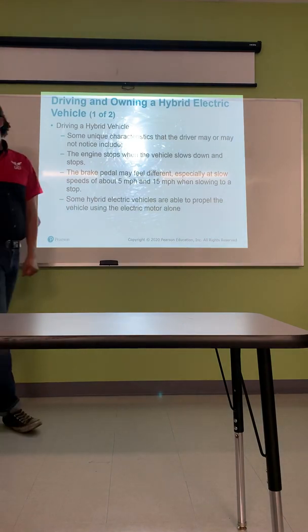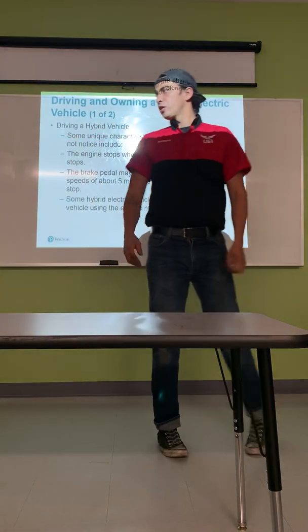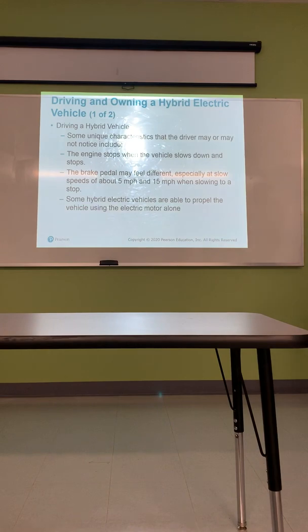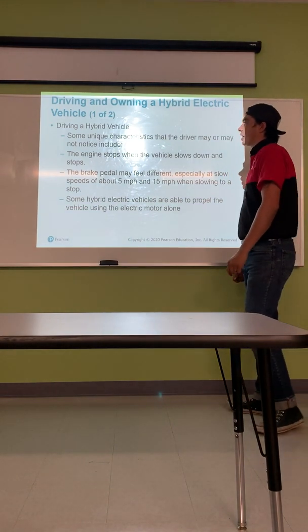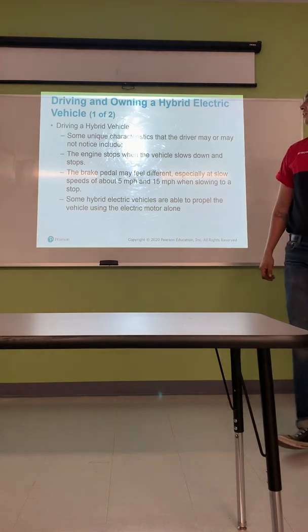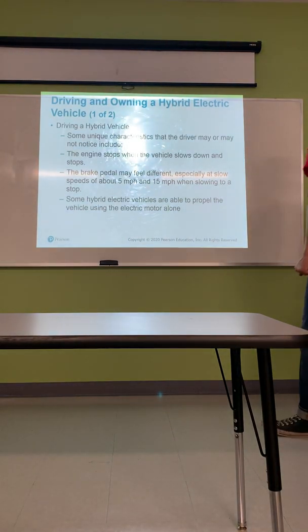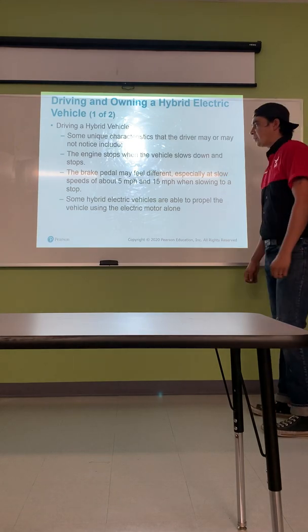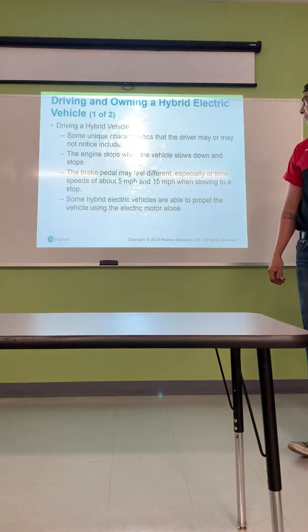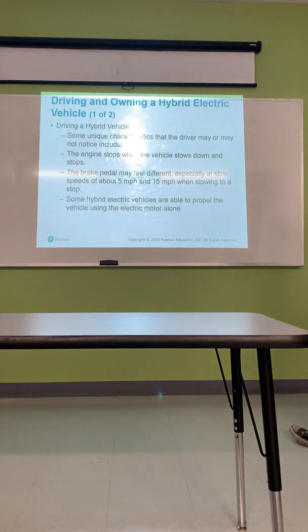Driving and owning a hybrid electric vehicle. Driving a hybrid. Some unique characteristics that the driver may or may not notice include the engine stops when the vehicle slows down and stops. The brake pedal may feel different, especially at slow speeds of about 5 to 15 miles per hour when slowing to a stop. Some hybrid electric vehicles are able to propel the vehicle using the electric motor alone.